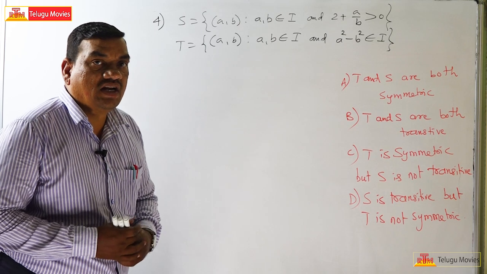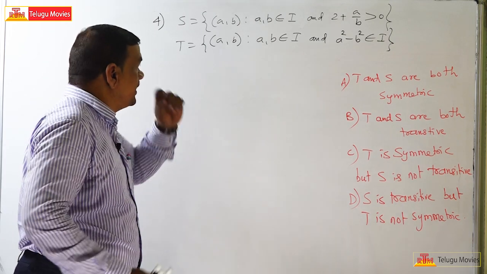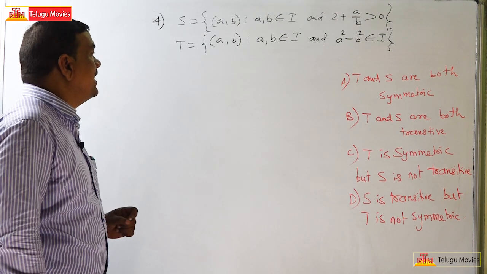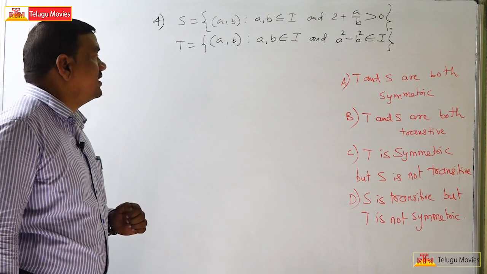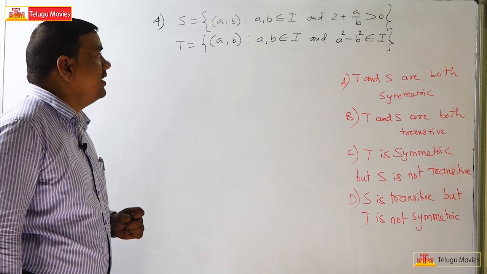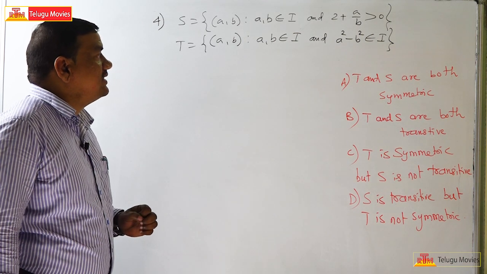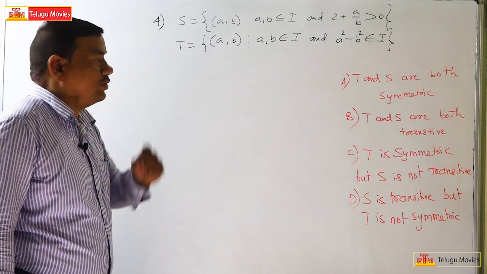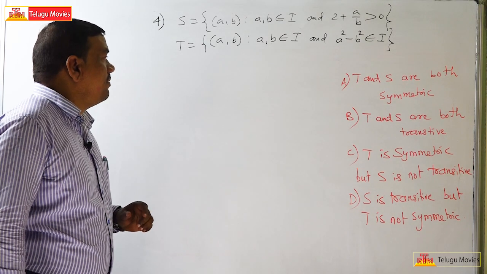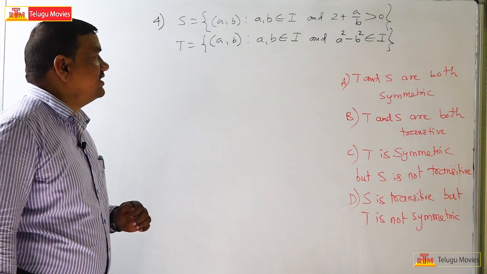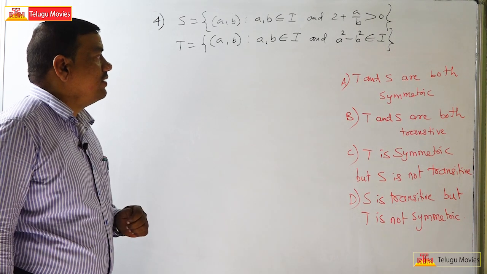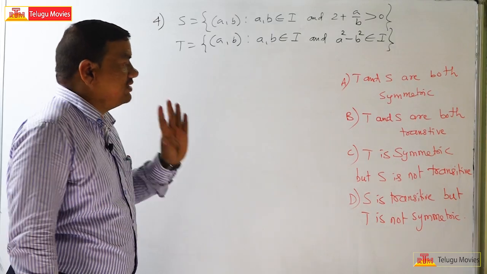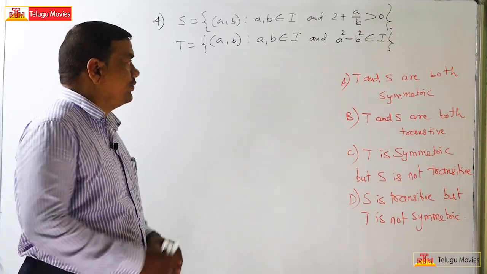Hi students, welcome to this problem. So here there are two sets, S and T. The set S is defined as (a, b) such that (a, b) belongs to I, and 2 plus a by b greater than 0, and 2 plus b by a greater than 0. And T is (a, b) such that a, b are integers, and a square minus b square belongs to I. So we have to check whether they are symmetric or transitive.